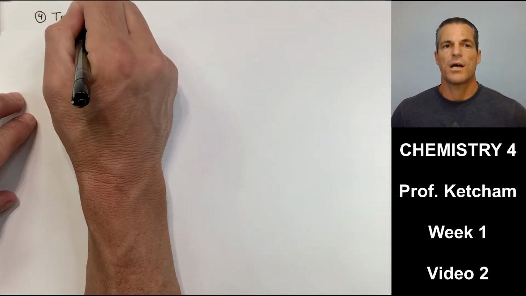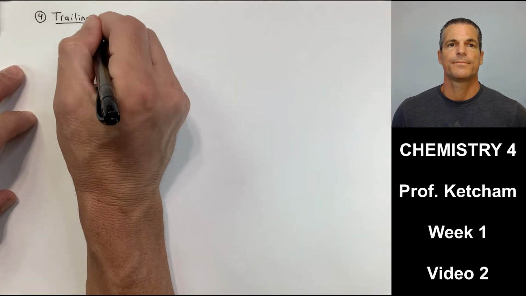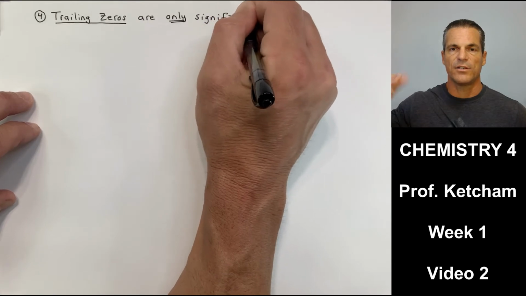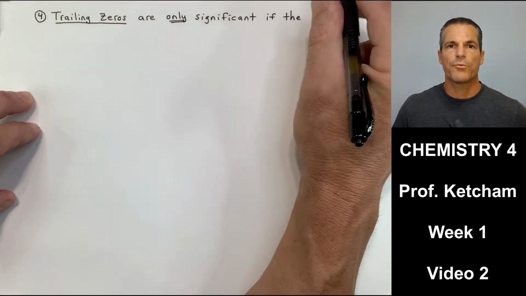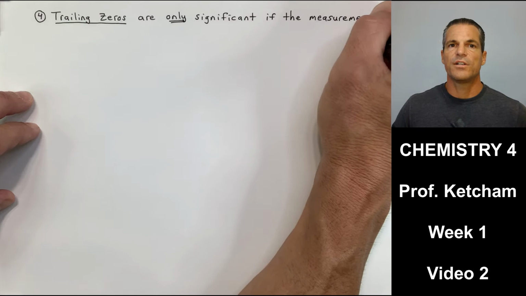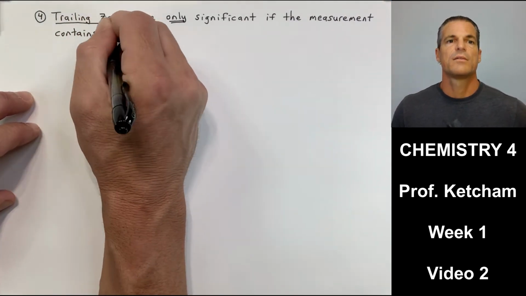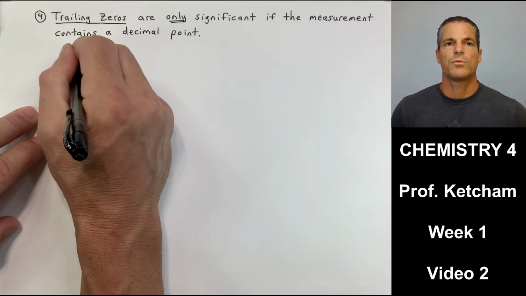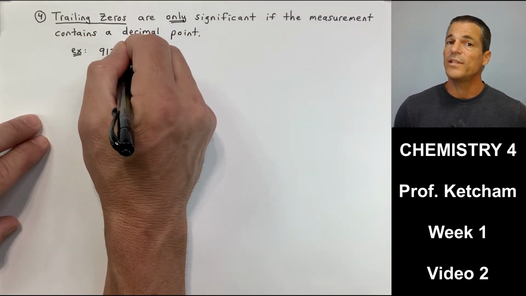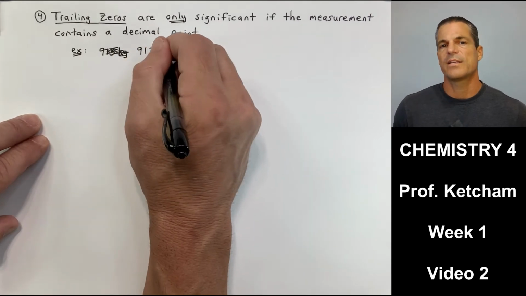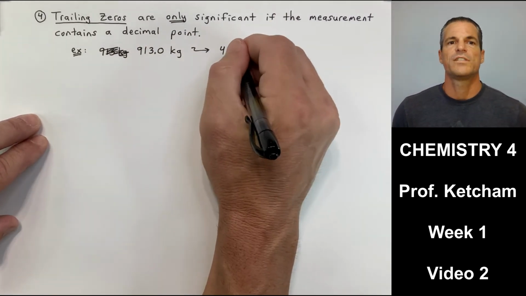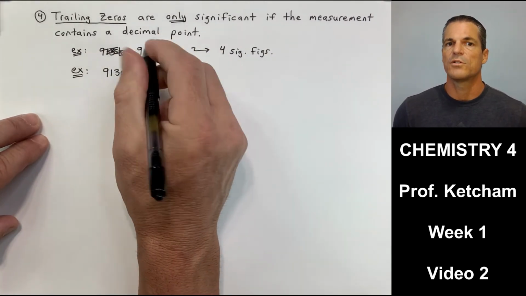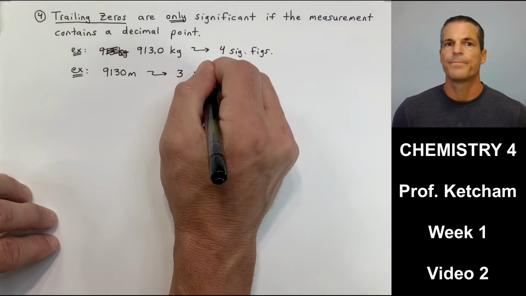Rule number 4, top of the next page, trailing zeros. So in rule number 2, I said leading zeros are never significant. In rule number 3, I said inclusive zeros are always significant. Rule number 4, it depends. So for trailing zeros, rule number 4 says trailing zeros are only significant if the measurement contains a decimal point. So for example, 913.0 kilograms, 4 significant figures. Trailing 0, which means at the end of the number, with a decimal.